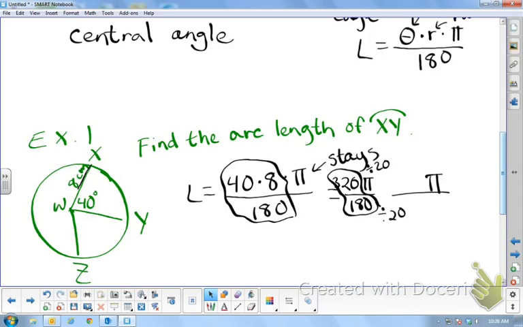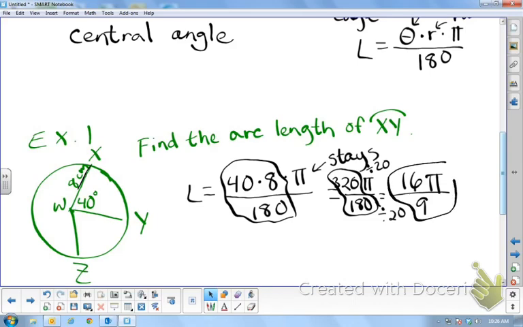320 divided by 20 is 16. 180 divided by 20 is 9. So we need to consider again 16 over 9. Is there anything that divides into both of those? No. You might think 3, but 3 doesn't go into 16.